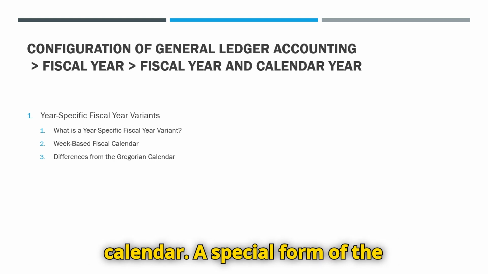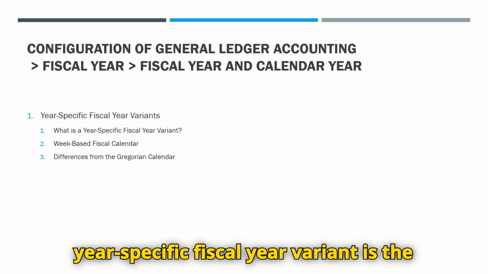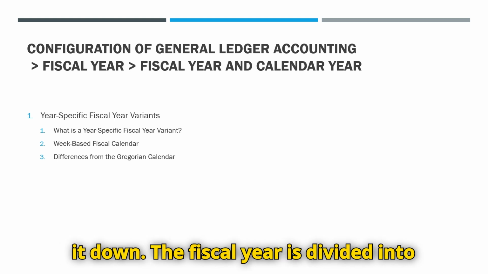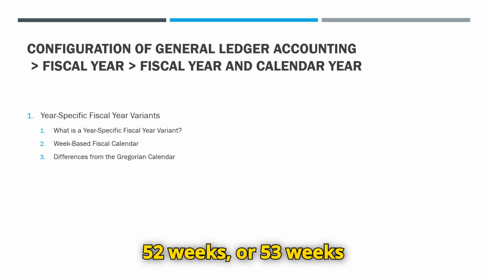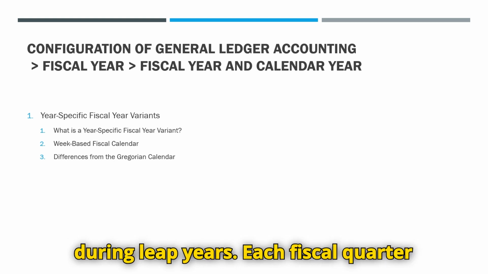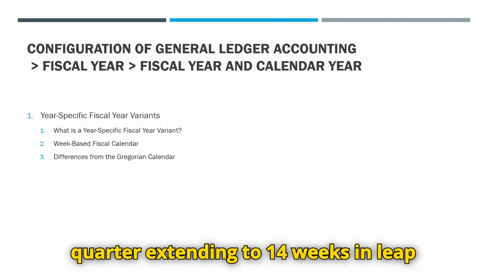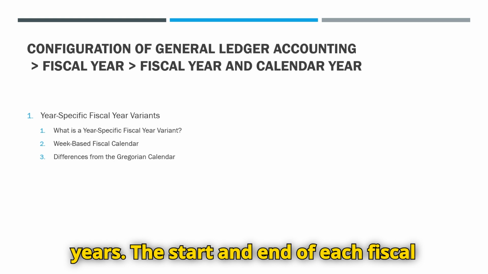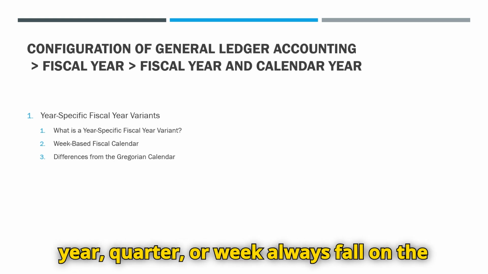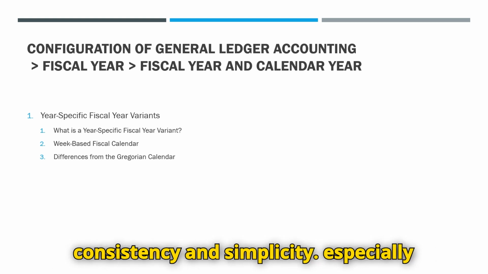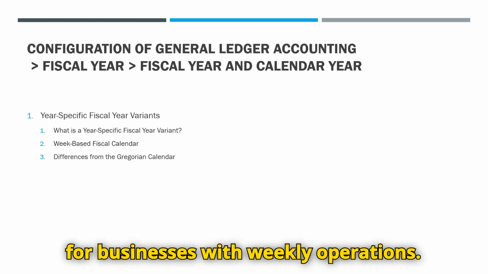Week-based fiscal calendar. A special form of the year-specific fiscal year variant is the week-based fiscal calendar. Let's break it down. The fiscal year is divided into 52 weeks, or 53 weeks during leap years. Each fiscal quarter contains 13 weeks, with the fourth quarter extending to 14 weeks in leap years. The start and end of each fiscal year, quarter, or week always fall on the same weekday. This structure offers consistency and simplicity, especially for businesses with weekly operations.